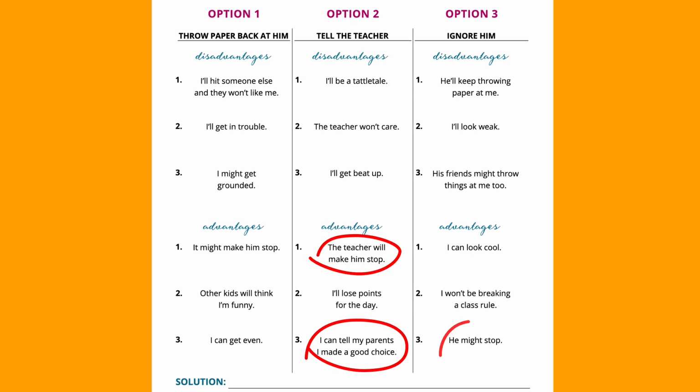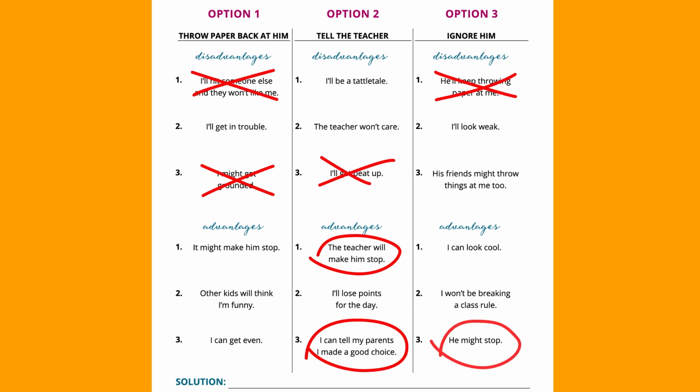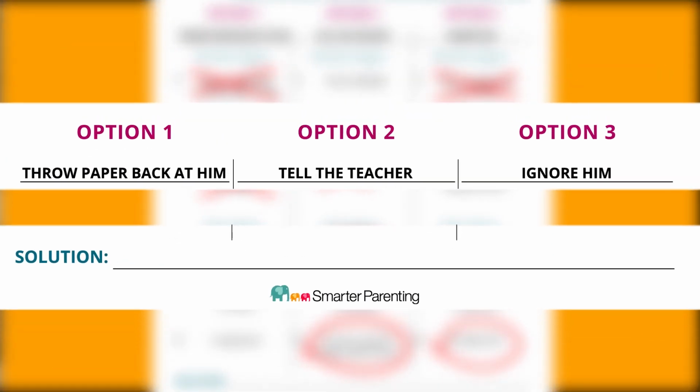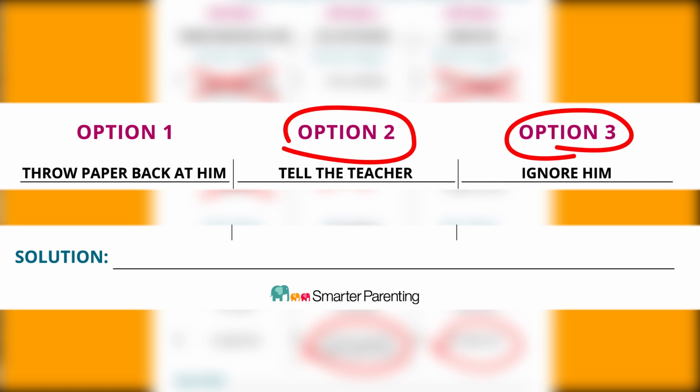By choosing the best advantages and eliminating the worst disadvantages, your child will begin to narrow down the best option. Once your child figures out which option works best, they will come to a solution. In this example, the child decided to use options number 2 and 3 as the solution. Yes, your child may come to more than one solution. He will ignore him and tell the teacher if he does it again. Let's watch a whole family use this skill during a family meeting.